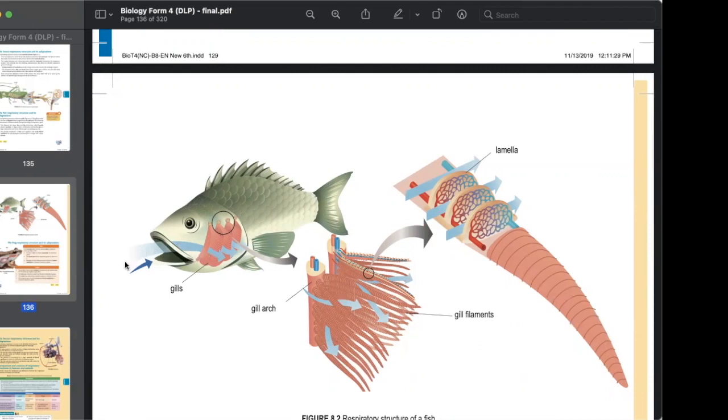Lamella membrane is thin and supplied with many blood capillaries for easy absorption and transport of oxygen and carbon dioxide. If you see here, yang direction warna biru ni, this is the flow of water. Kenapa water? Sebab inside water there is oxygen. Ikan kan dia ambil oksigen daripada air. So when the water flows, dia masuk dalam mulut, dia masuk dalam insang tu. The water will pass through filament and then pass through lamella. When it passes through lamella, lamella bagi oksigen.